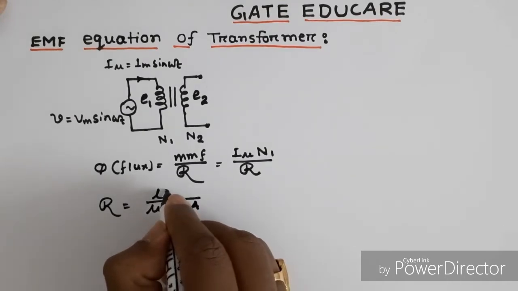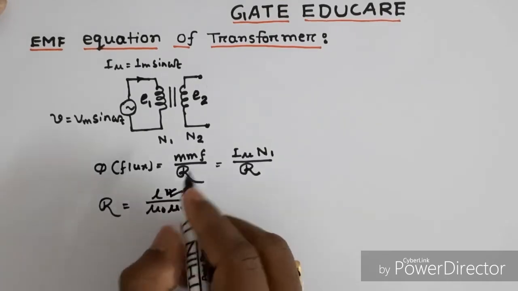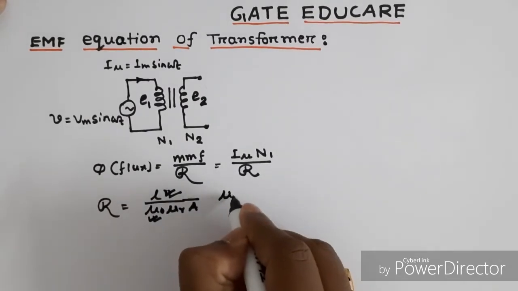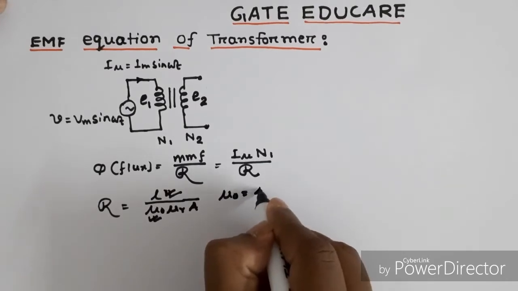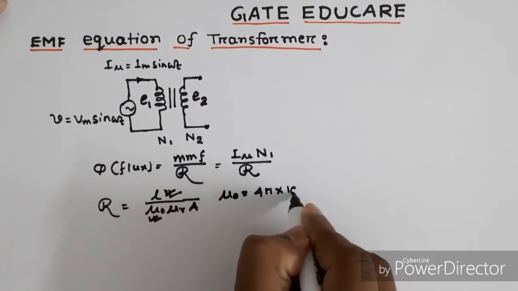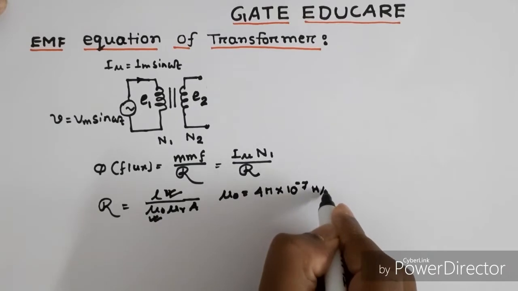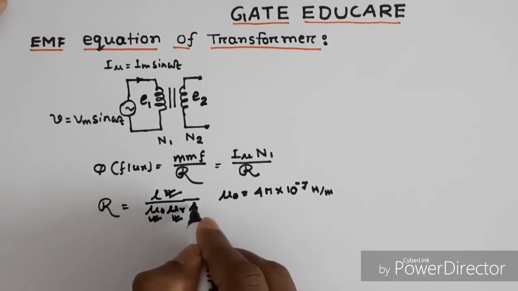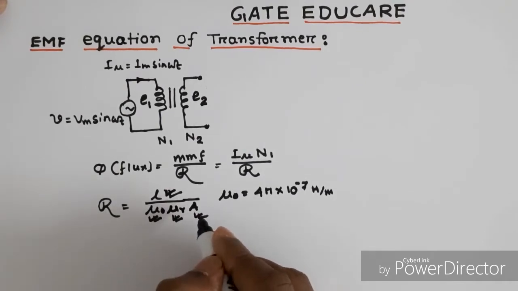The L is the length of the magnetic path, mu 0 is the absolute permeability, and the value of mu 0 equal to 4 pi into 10 to the power minus 7 Henry per meter, and mu r is the relative permeability. It depends upon the magnetic material. The higher the magnetic property of the material, the higher the value of mu r. A is the cross section area of the magnetic path.